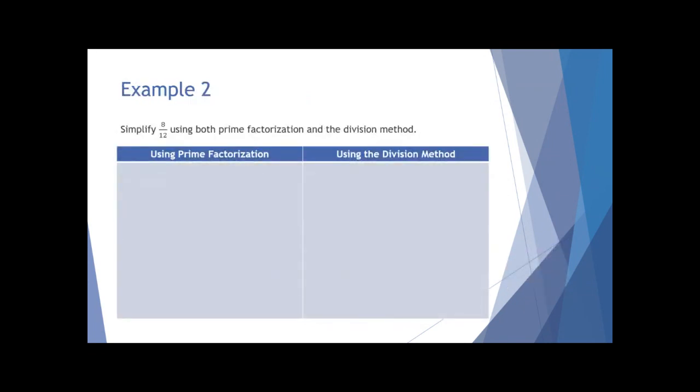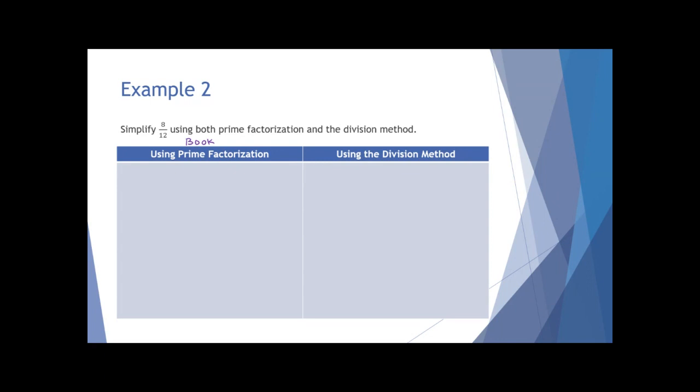So let's actually simplify some fractions. This is my second example. I'm going to simplify 8 over 12 using the prime factorization method and the division method. So I'm going to show you the two ways that you can use to reduce fractions. First is the prime factorization method. This is the method that the book is teaching you. So I'm going to label this as book method.